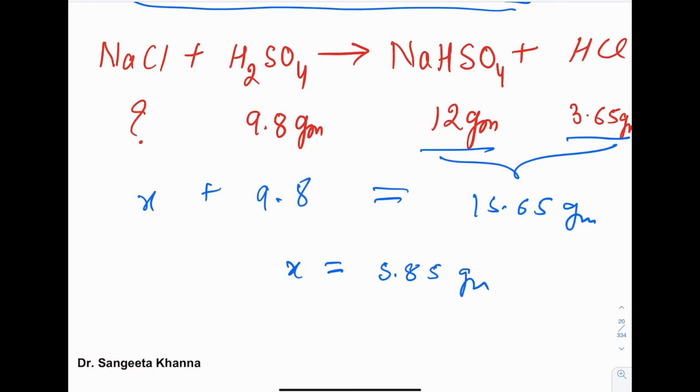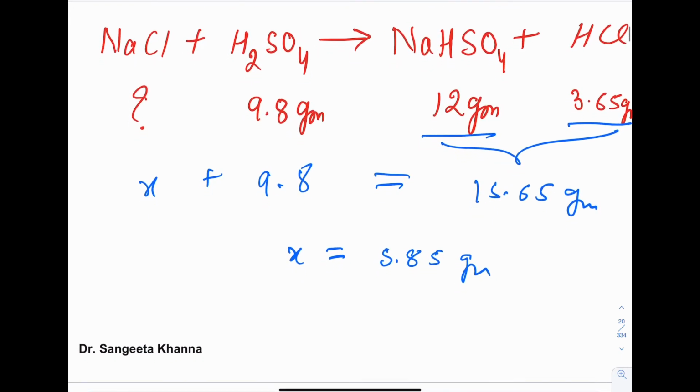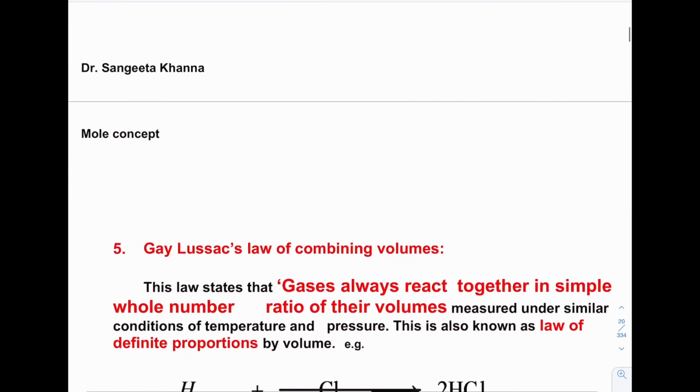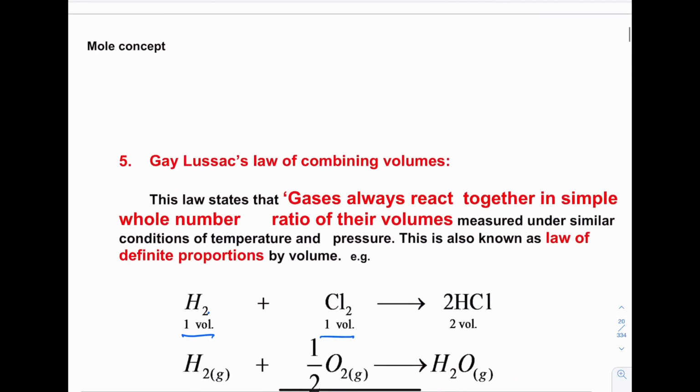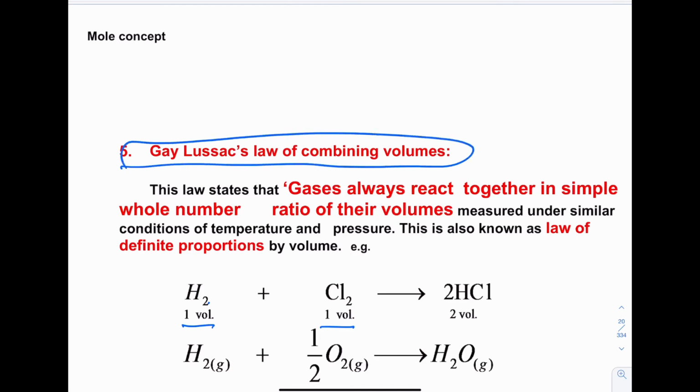So today we did two laws, first the law of conservation of mass, then the law of constant composition, and this was the law of multiple proportion. And we did the use of these laws in chemical reactions. The next important law, Gay-Lussac's law of combining volumes, we will do in the next lecture. First, revise these three laws, and this law is going to be a very important law.